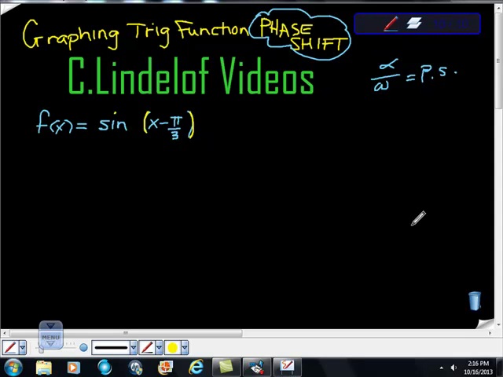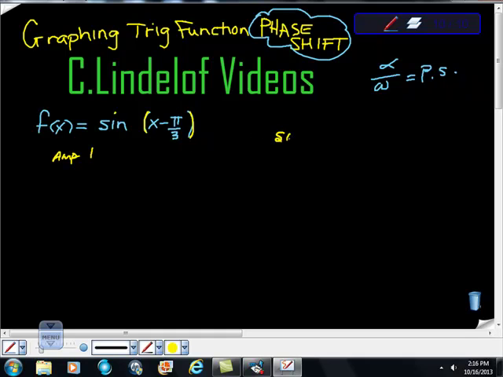This video is on graphing trig functions, and this one is specific to a phase shift. Usually I find the period here, but what I'm going to do is start with the one where I have the amplitude, and then instead of finding the period, I'm going to do this.